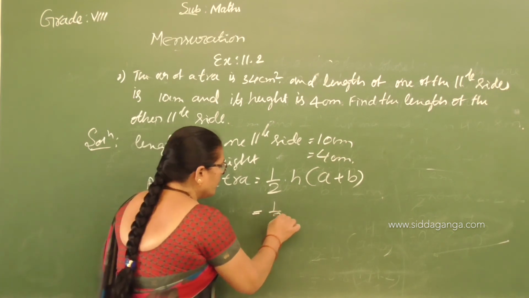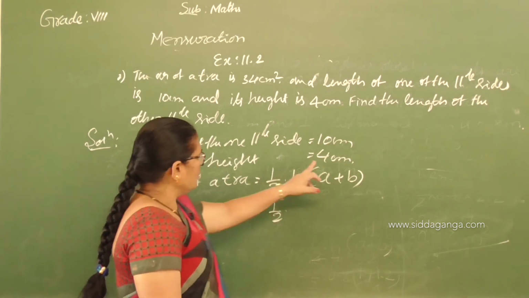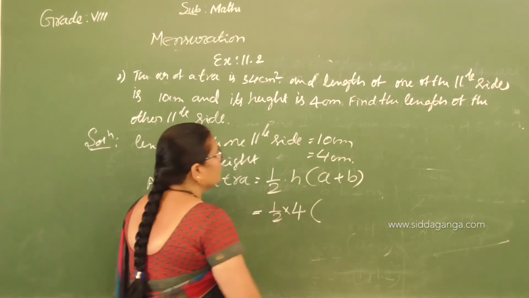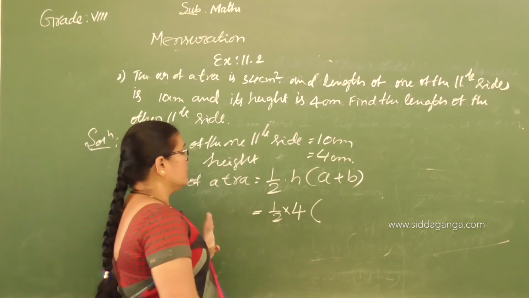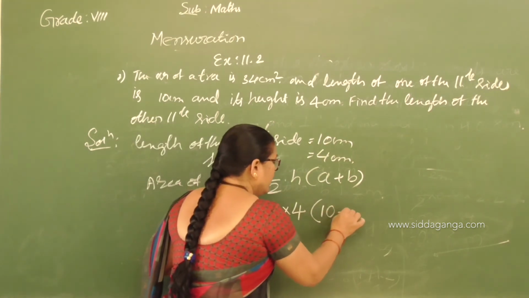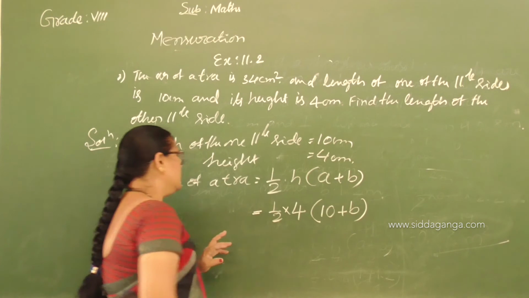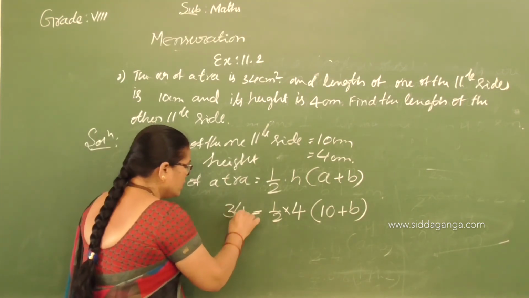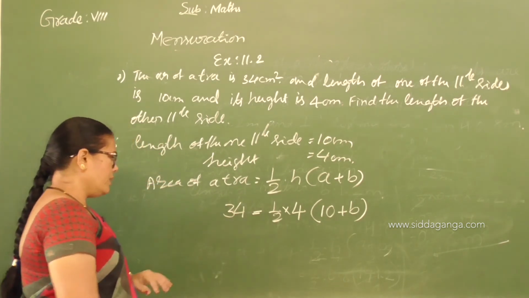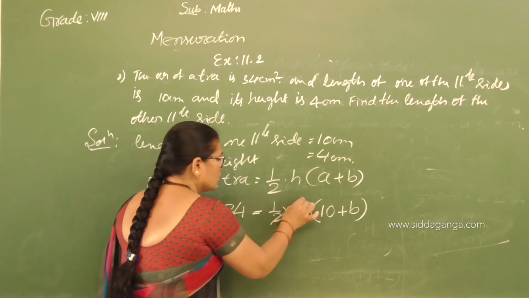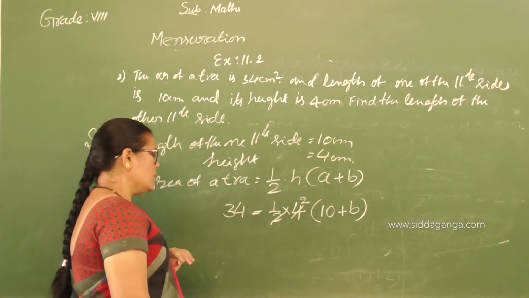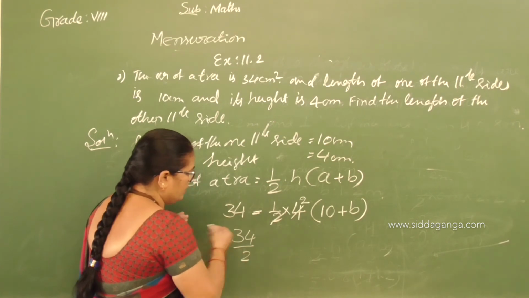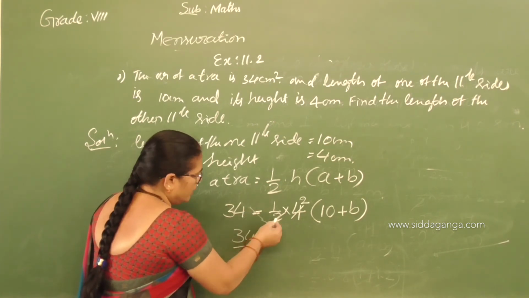Half into h. Here height is equal to what? 4 centimeter. Half into 4 into, here one parallel side is given, 10 plus b as it is. Area of a trapezium is given as 34 centimeter square. Next simplify that one. 2 1s are 2, 2 2s are 4. 34 divided by 2, by cross multiplication, the 2 and 2 get cancelled.